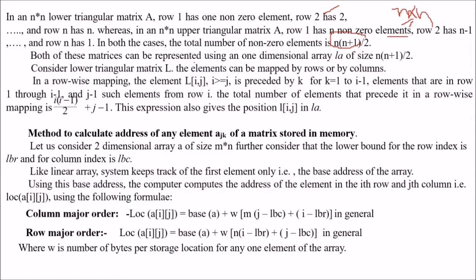So both of these matrices can be represented using a one-dimensional array, say LA of size n(n+1)/2. So just consider a lower triangular matrix L.